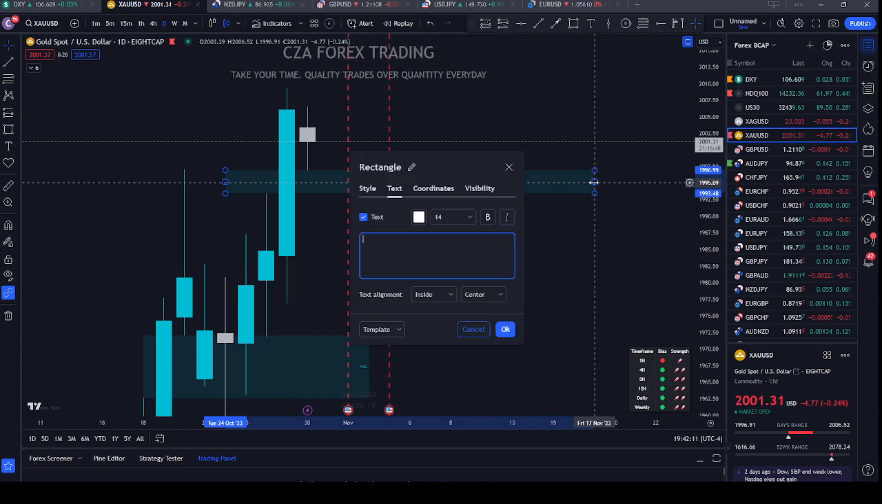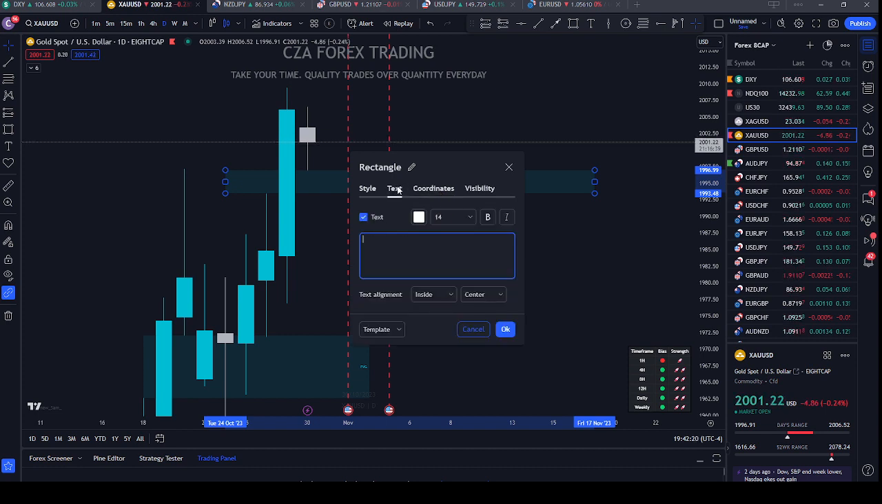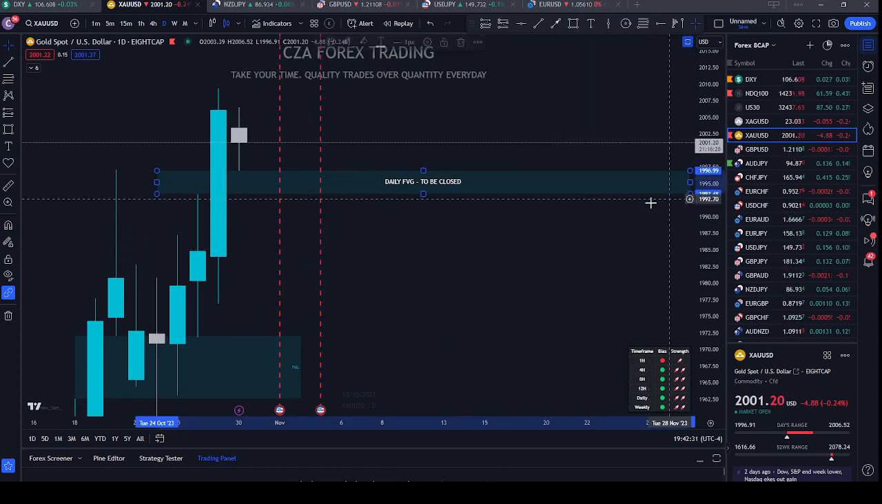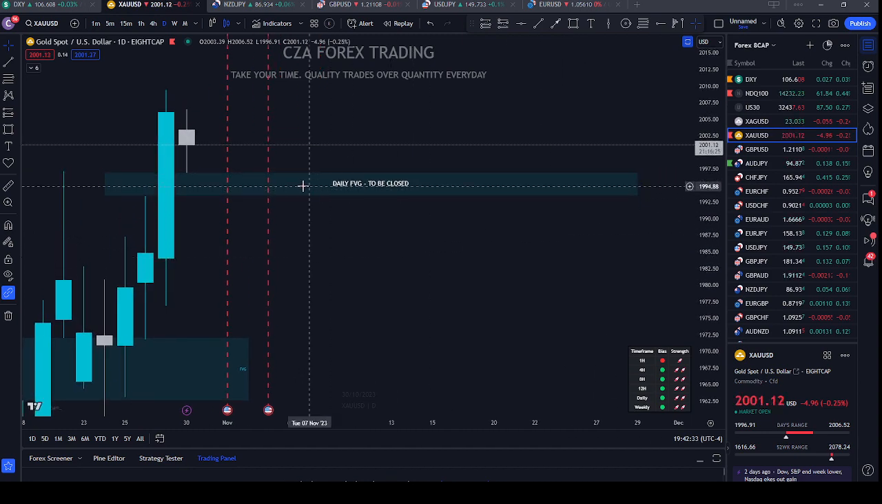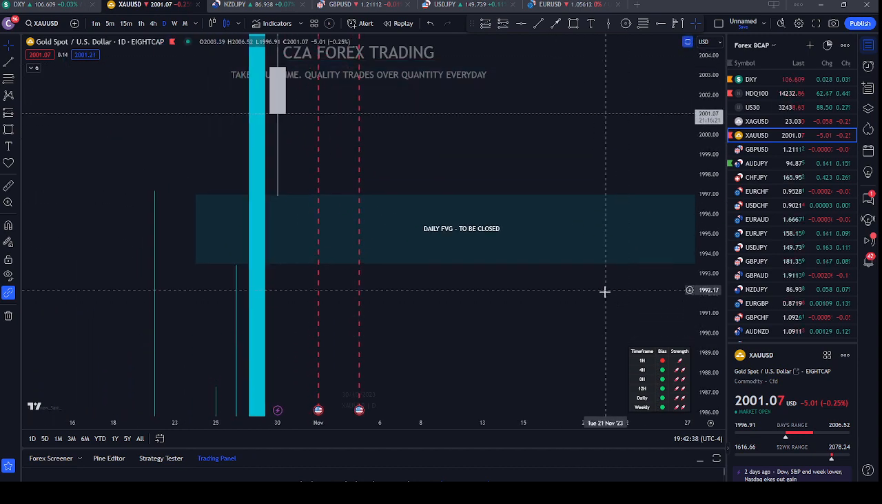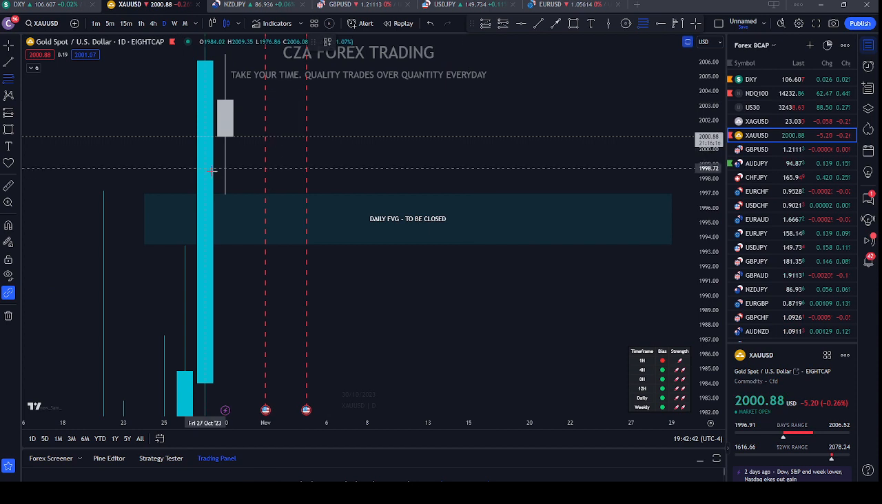So this fair value gap hasn't been identified yet because the candle's not closed. Coordinates we're looking at is 1996.99, bottom 1993.48. Let's label that. It's actually good. This is really, really good. So I'm gonna draw the fib on this one. I'm happy we actually caught this one, because this one actually might be a really good entry for us.